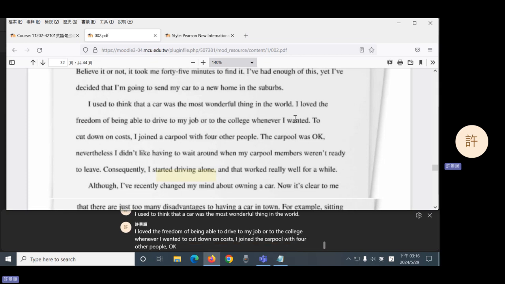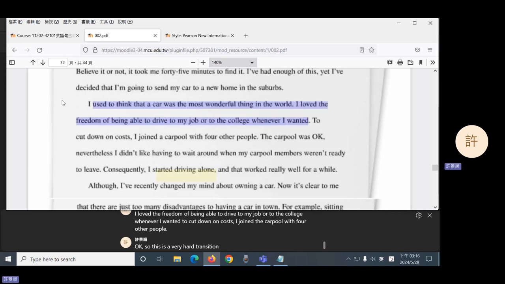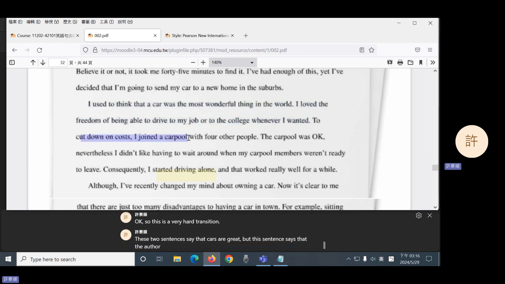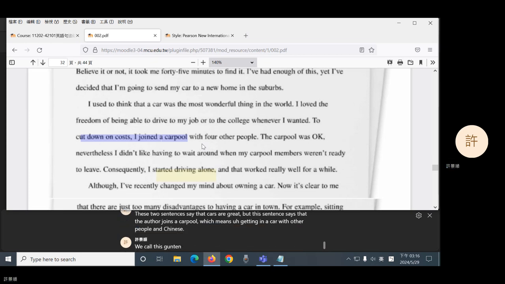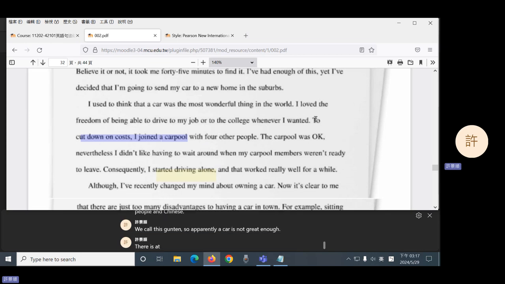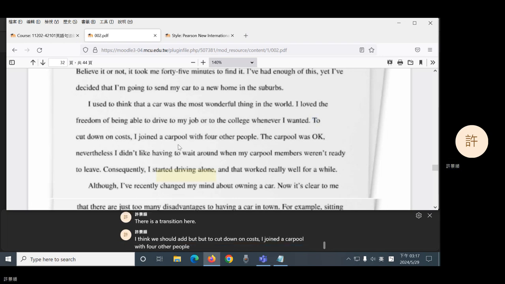Okay, so this is a very hard transition. These 2 sentences say that cars are great, but this sentence says that the author joins a carpool, which means getting in a car with other people. In Chinese, we call this 共乘. So apparently a car is not great enough. There is a transition here. I think we should add but. But to cut down on costs, I joined a carpool with 4 other people.